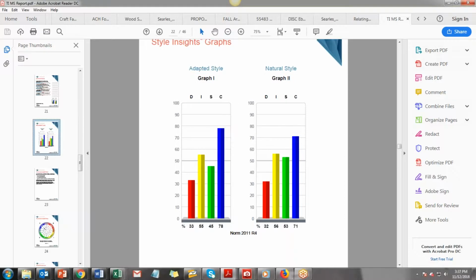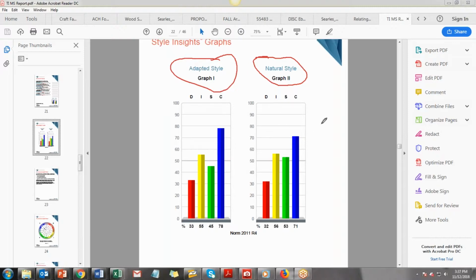So let me review here. Again, the important things to remember and to write down is graph 2 is their natural style. This is the way they are naturally, or the way they are at home. Graph 2 is the most accurate and most reliable part of this assessment. Graph 1 changes all the time. This is the way you are at work, how you adapt to the environment. For a lot of people, graph 2 and graph 1 is almost identical.